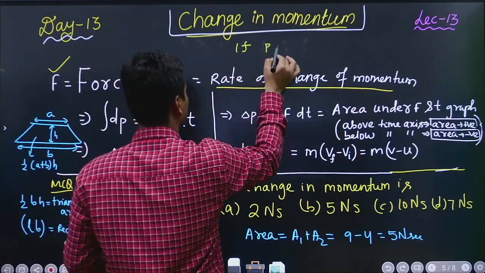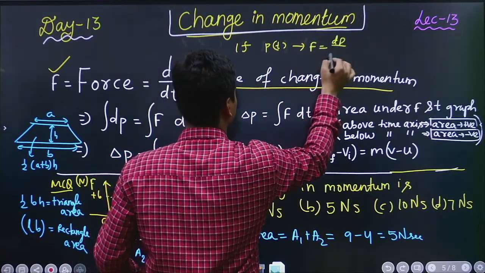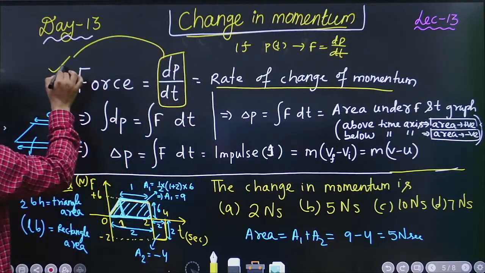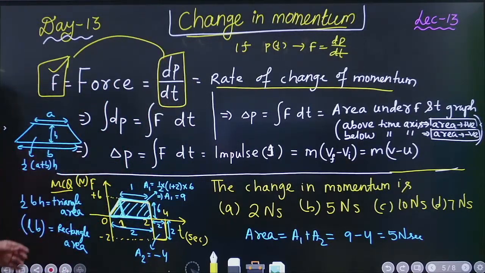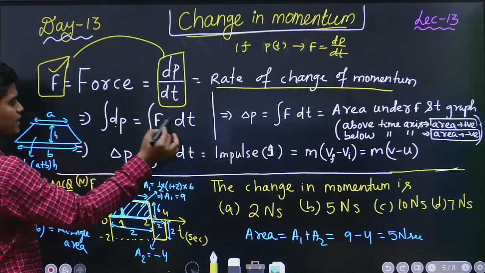If P is a given function of t, then force is equal to what? Now dP by dt you can calculate from this relation. dP by dt is nothing but how much? That is your force F. Now here if dP we take this side and F dt this side, then what?